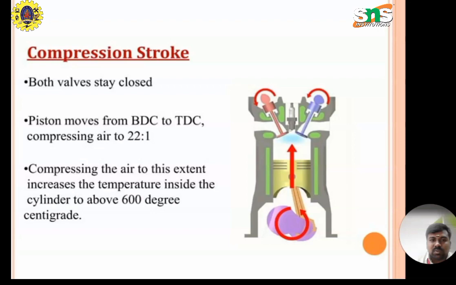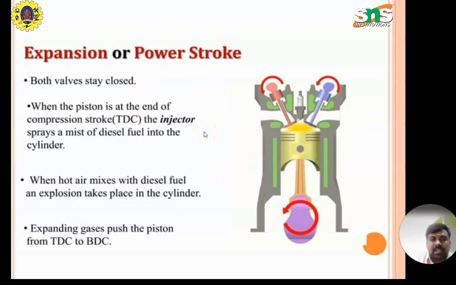Here both valves are closed. The piston moves from the bottom dead center to the top dead center, that means BDC to TDC, compressing the air to the compression ratio, that is 22:1. Compressing the air to this extent increases the temperature inside the cylinder to above 600 degrees centigrade.